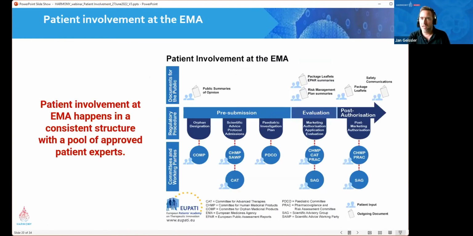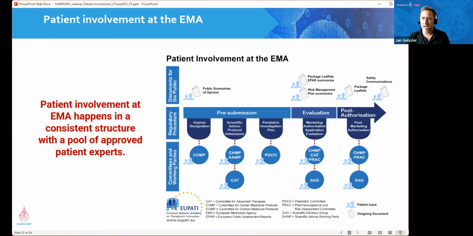The EMA has actually picked patient involvement up since 2005. They have a consistent structure of approved patient experts. They have a list of a couple of hundred patient experts that they invite depending on indication area and product.